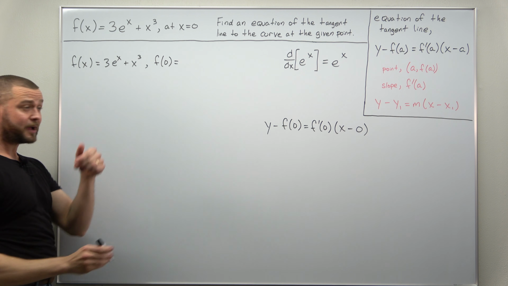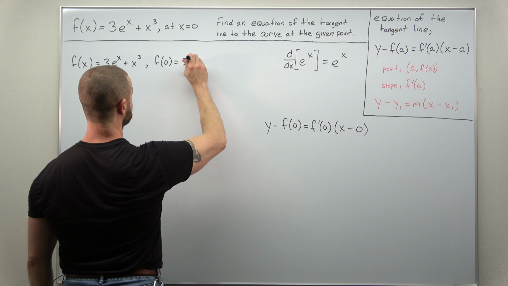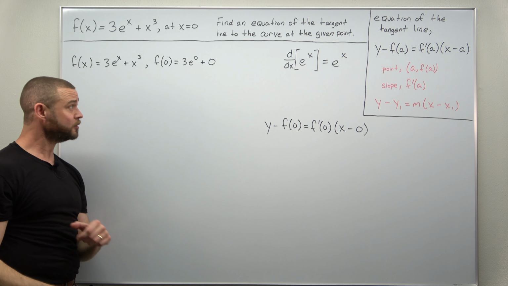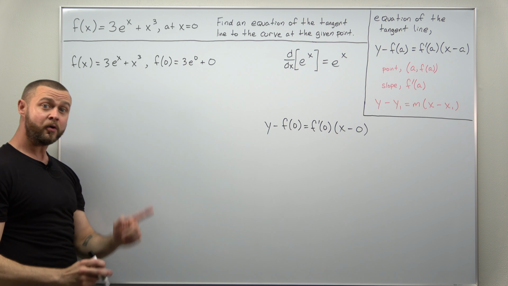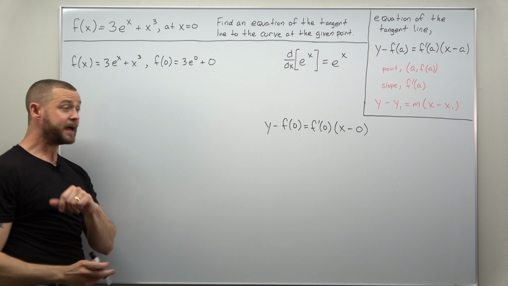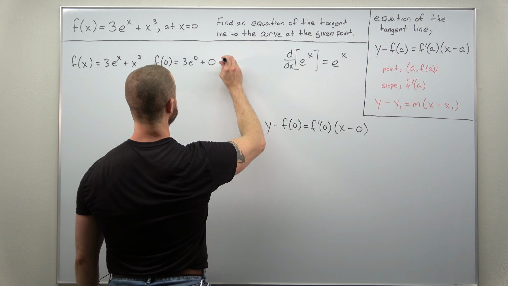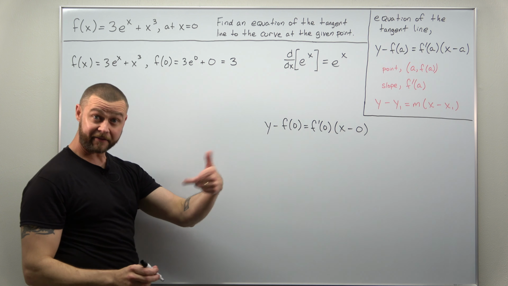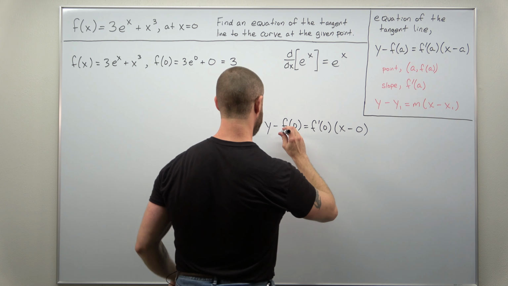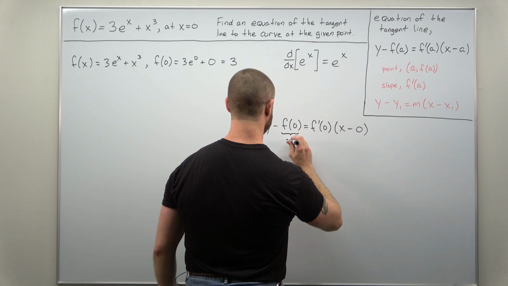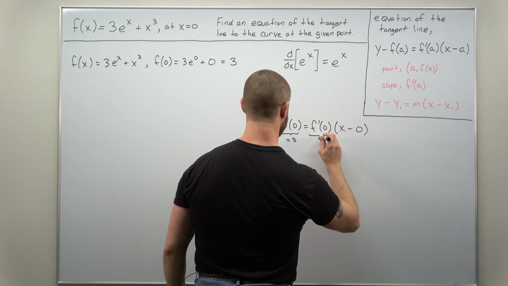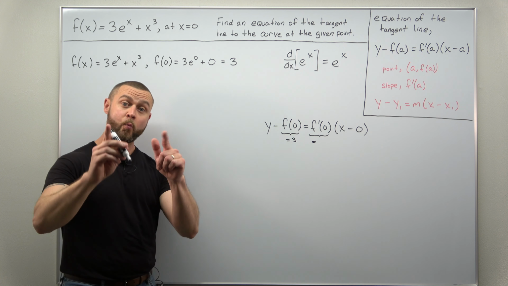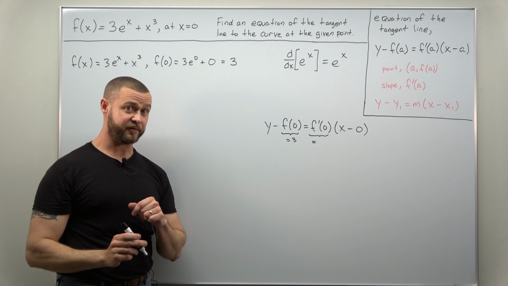We get 3 times e to the 0. And then 0 cubed is 0. And here, e to the 0, anything to the 0 power, that is 1. So it looks like what we get for our y coordinate is 3. So in other words, that's f of 0, the y coordinate, when x is 0. All right, and the only other thing we're going to need is the slope of the tangent line, which we now calculate by finding a derivative.